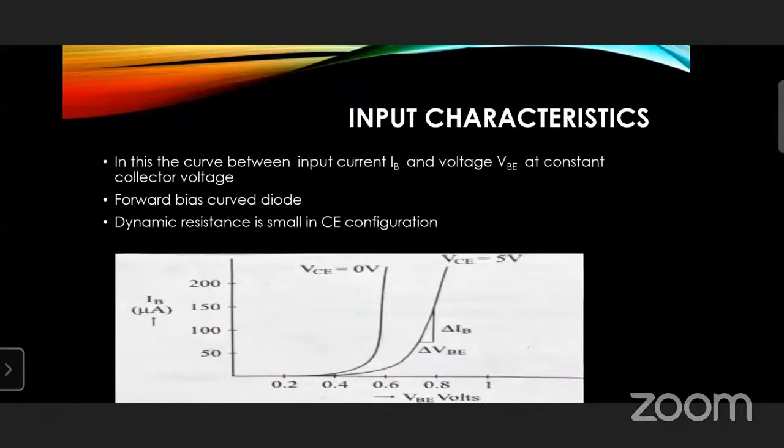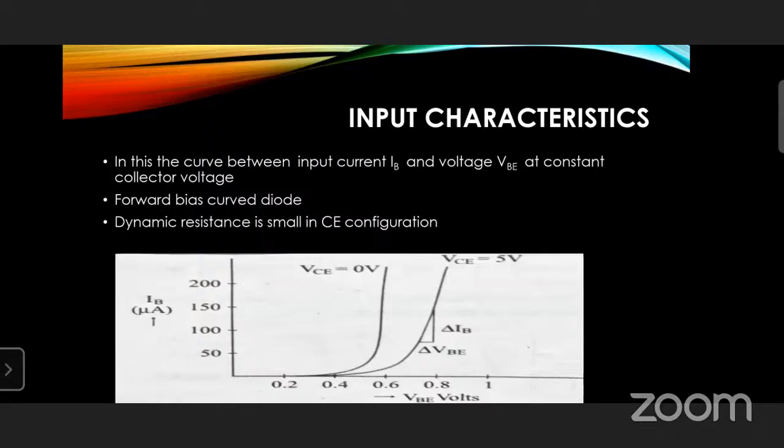Then input characteristics. In this, the curve is between input current IB and input voltage VB, at constant collector emitter voltage VCE. The input characteristic resembles the forward bias diode curve. IB is the input current, VB is the input voltage, and VC is the output voltage, which is kept constant.